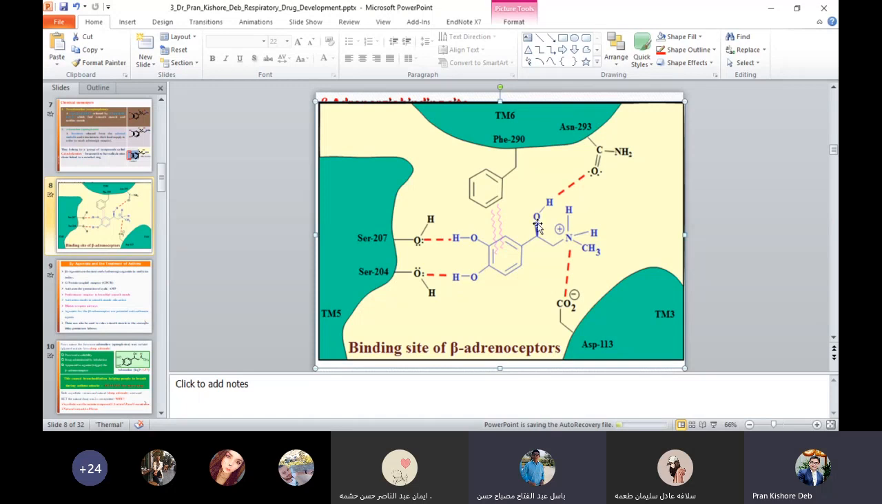Very good. Okay, can anyone try to answer the same? I said in the S form, it will be too distant to bind to the ASN 293, as it is in the R form. So binding will not occur.